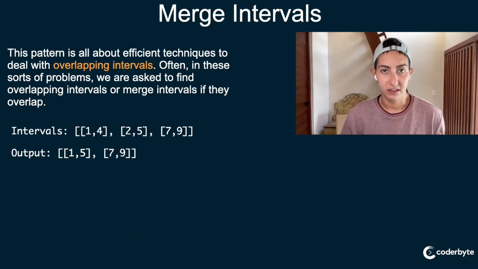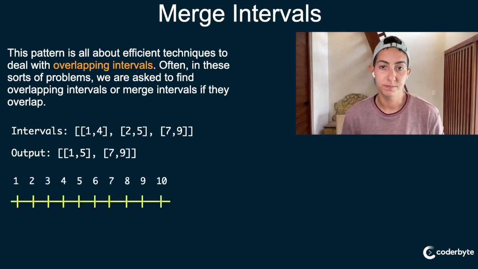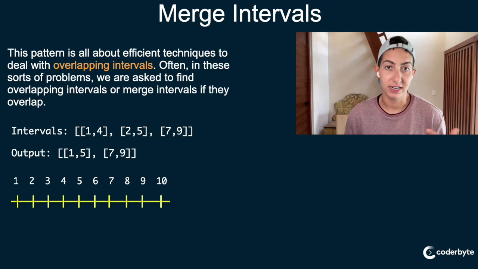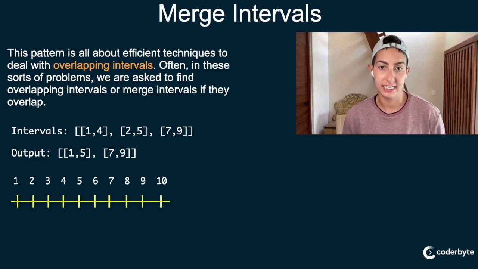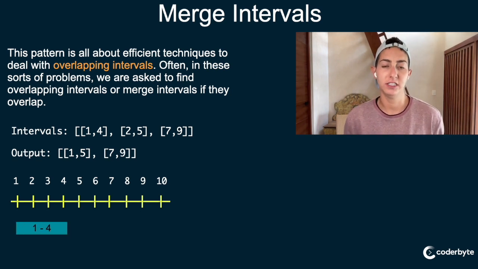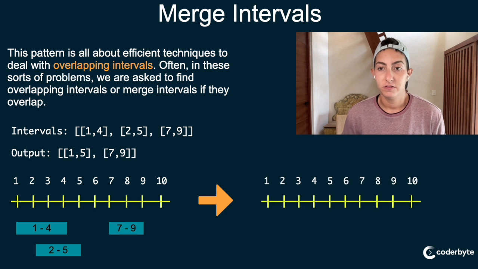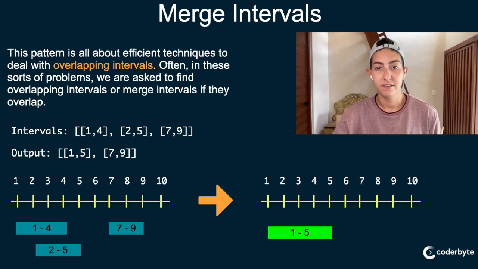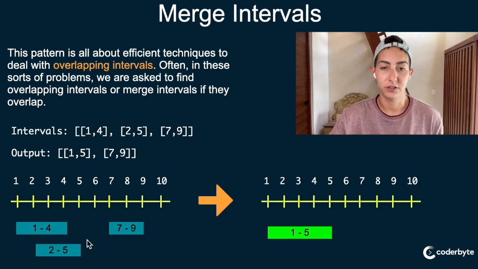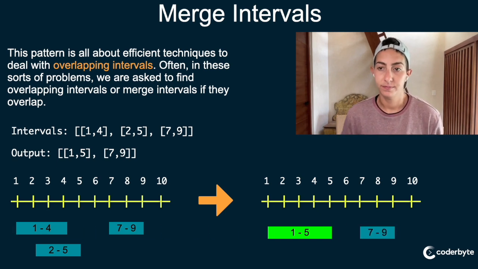Let's look at what that might look like on a number line, which is really helpful for this sort of problem. I highly recommend if you're ever struggling to draw it out and then reason about it after you draw it out, because sometimes that can help. Here we have our first interval, 1, 4, second interval, 2, 5, and our third interval, 7, 9. When we merge these intervals, we get a new interval, 1, 5, because that's the combination of these two intervals. And then we get 7 and 9, which never overlapped, so we just take 7 and 9.